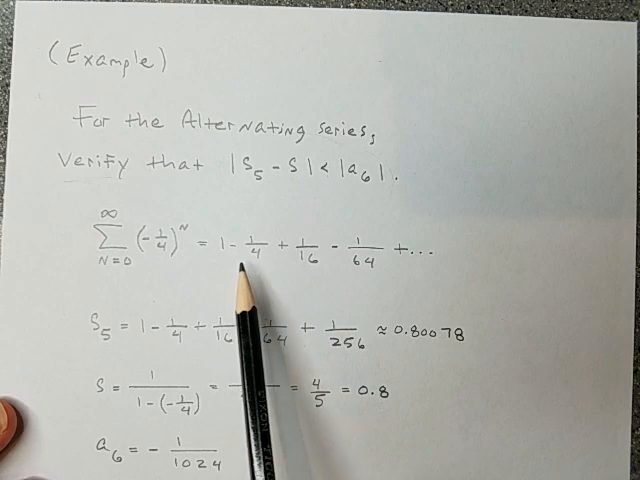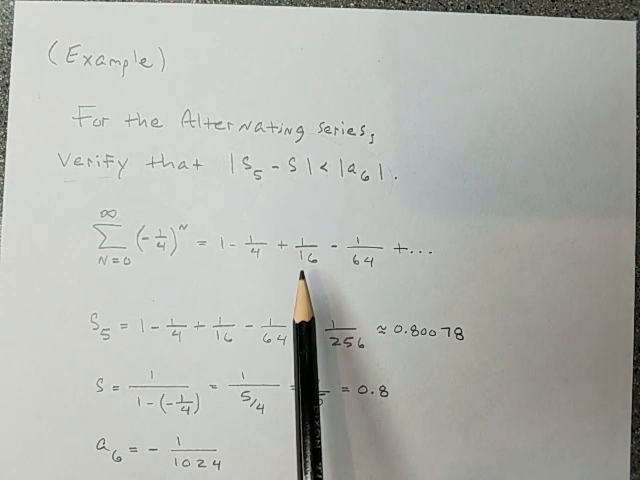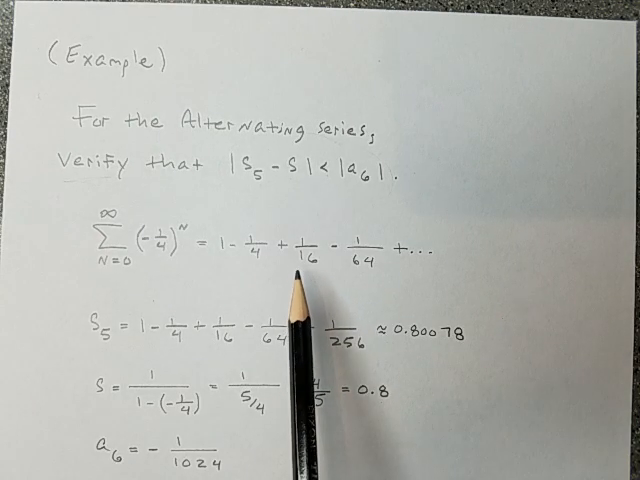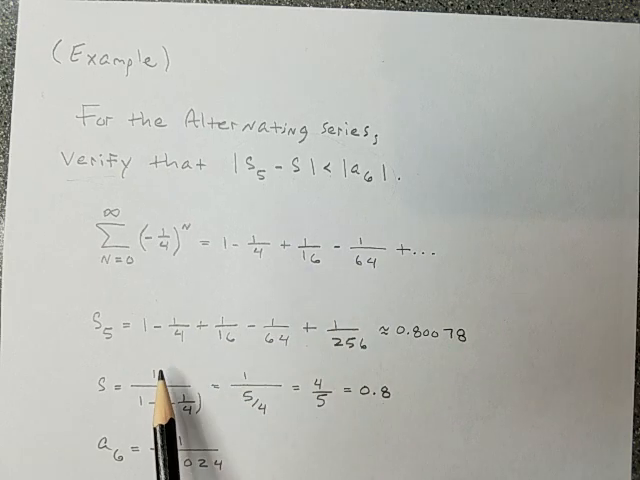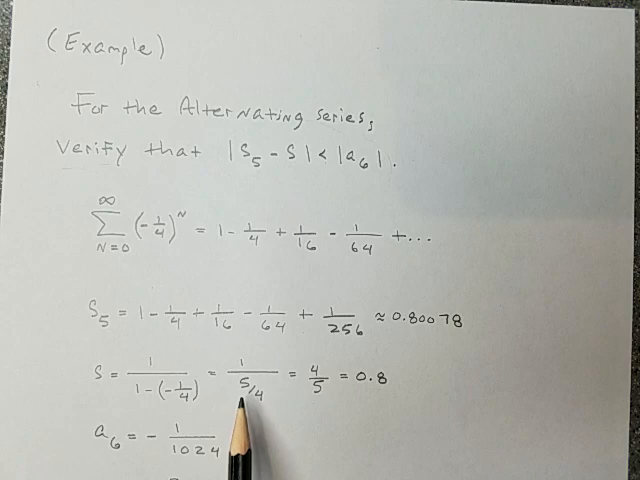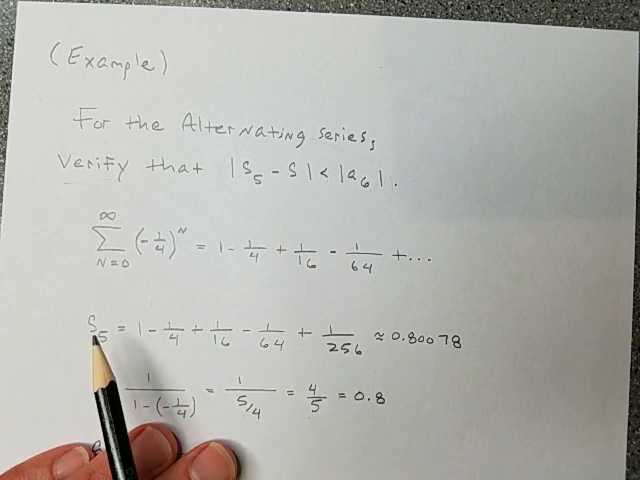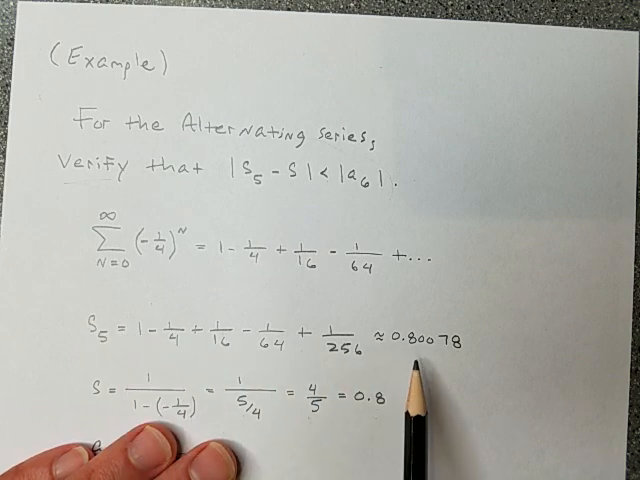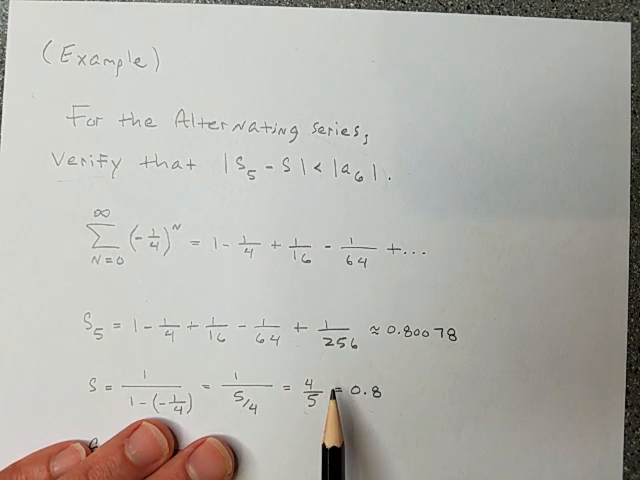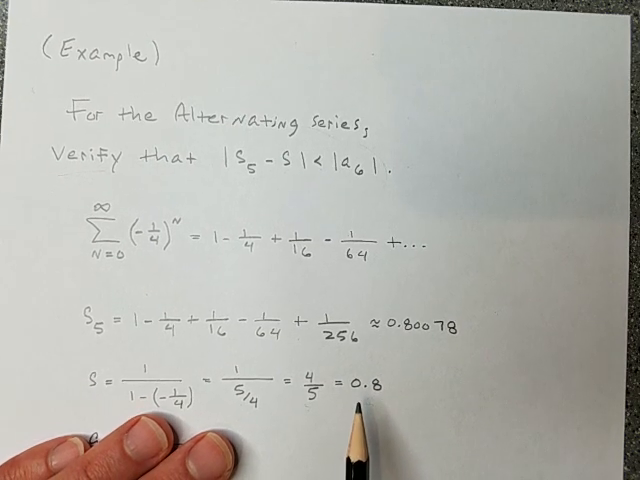S is whatever the series converges to. This series happens to be a geometric series. It's an alternating series, but it's also geometric. The first term is 1, and R is negative 1/4. So it converges to 4/5. That's 0.8. Now notice, before I go any further, adding the first 5 terms together is already getting me pretty close to that number it converges to, all right?